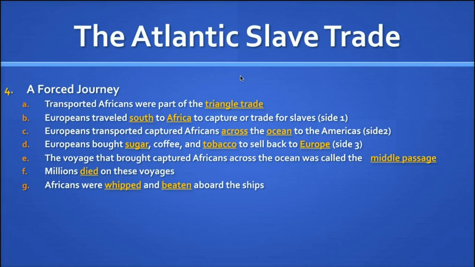Oftentimes, if the Africans didn't do what they were asked, they were whipped and beaten aboard these ships. Some were killed in the process, but here's the deal. The Europeans didn't want to kill Africans. If some of them died, they didn't really bat an eye to it. They weren't really sad, but of course, it's like buying a carton of eggs from the store. If you lose one or two on the way, you're not going to be really sad, but it is product that you're losing. And I say that with a heavy heart because I don't mean to think of people as products, but that's the way the Europeans did.